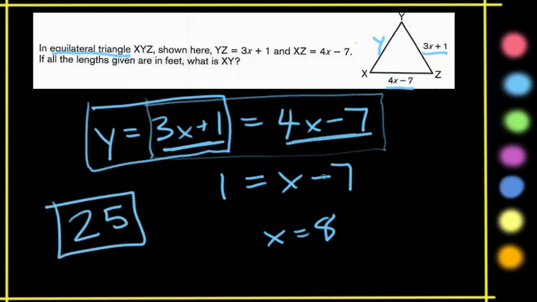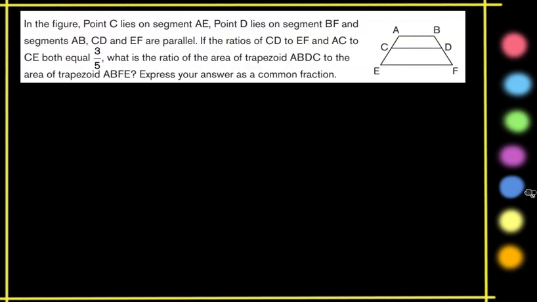Okay, and let's just try it on the other one too. 4x minus 7, so that'll be 32 for 4x. You subtract 7, you also get 25. So it worked. Okay, good. So 25 is our final answer on that one. All right, let's move on to this one.